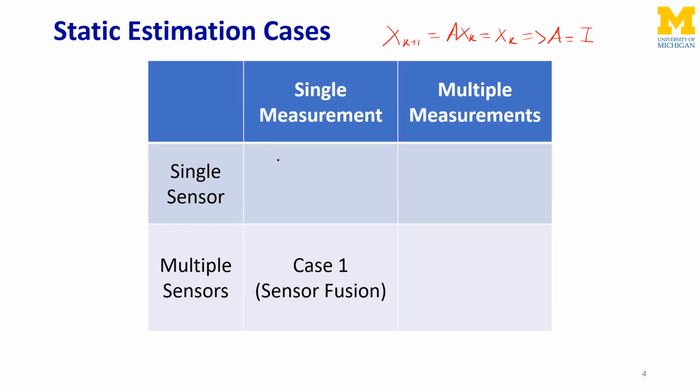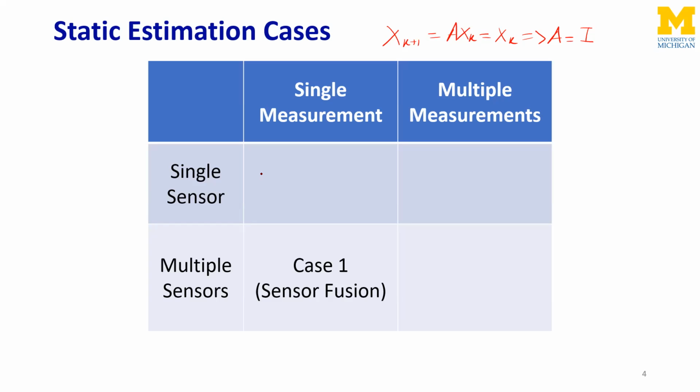So there are multiple cases that we can consider. We can have single measurement or multiple measurements coming from a single sensor, or we can have multiple sensors, again, producing a single measurement, or maybe they may be producing multiple measurements. All of these cases are not necessarily distinct cases. All of these can be considered as special cases of the Kalman filter, but just to show you the distinction, I'm considering all these cases.